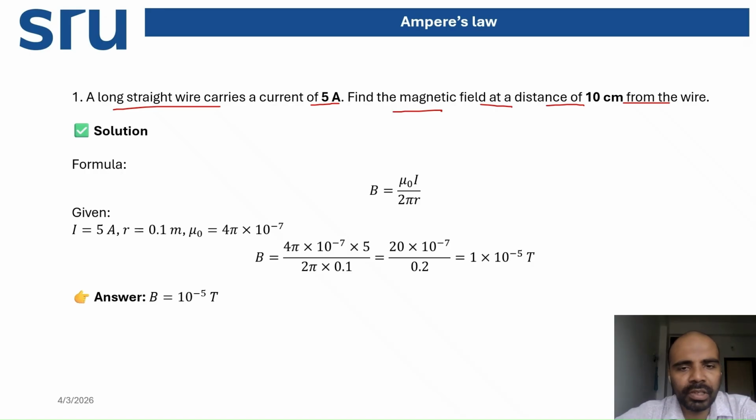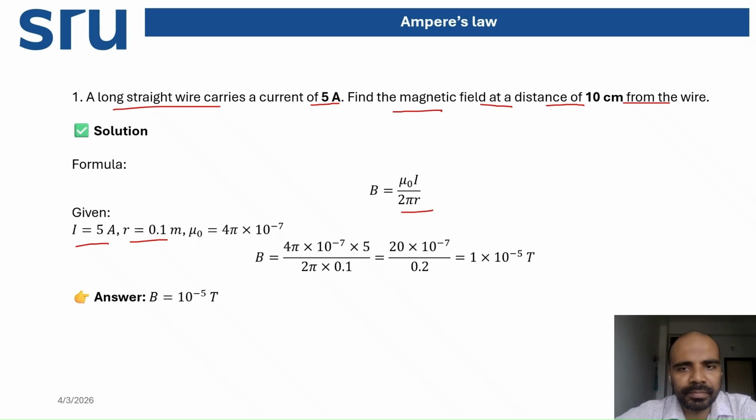We know the formula, the magnetic field B equal to mu naught I by 2 pi r. B is called the magnetic flux density or magnetic field or magnetic induction, whereas H is called magnetic field intensity. Here I is the current flowing through the long straight wire, so I equal to 5 ampere.